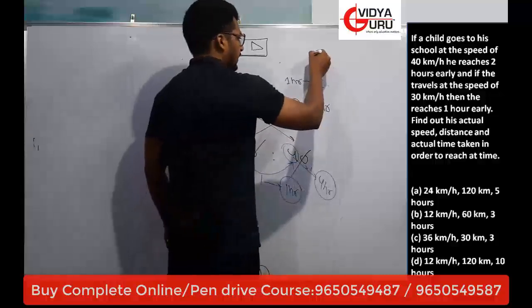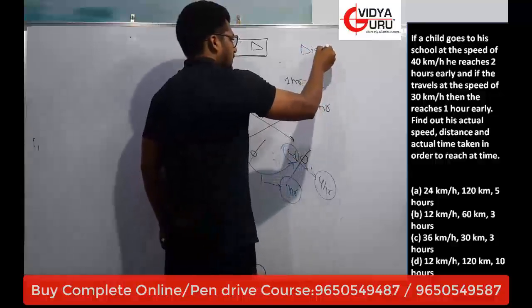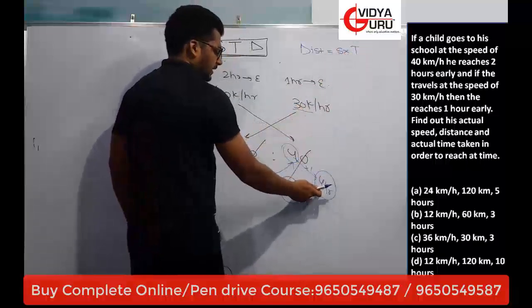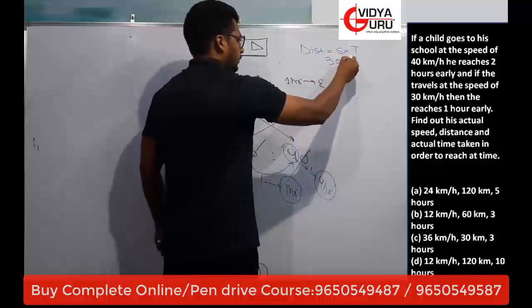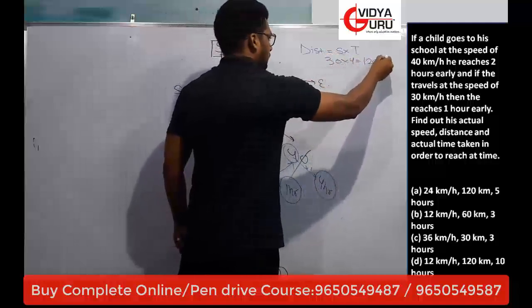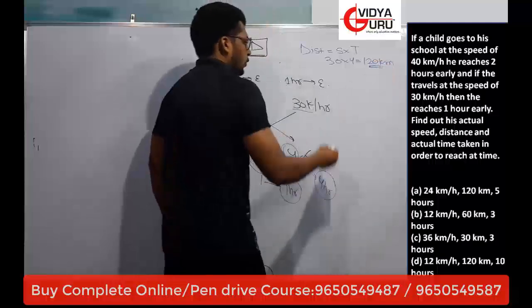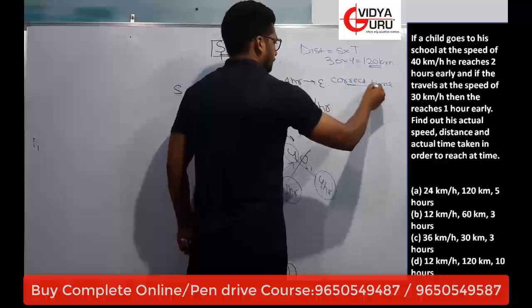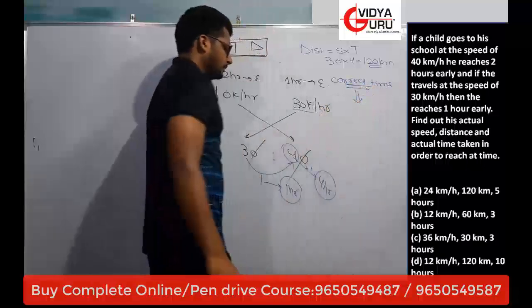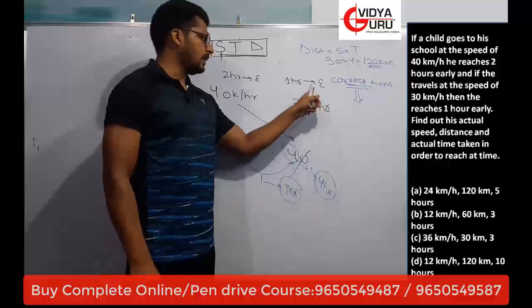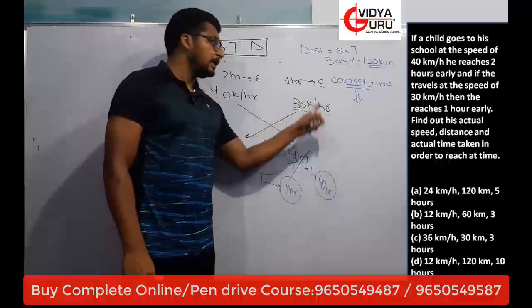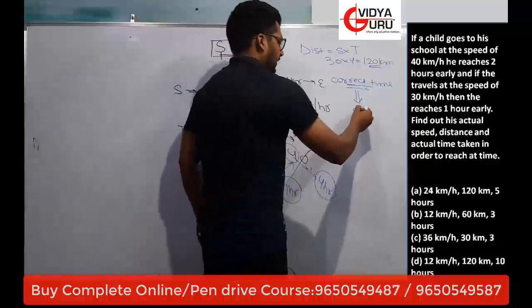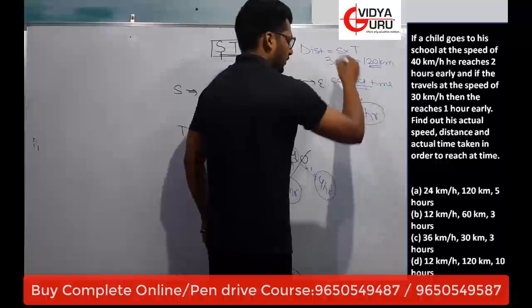First we need to find the distance. Distance is speed into time. At a speed of 30 km per hour, he reaches in 4 hours. 30 into 4, so the distance is 120 km. What is the correct time? If he reaches in 4 hours, he is 1 hour early. That means he should reach 1 hour later. The correct time to reach school is 5 hours.